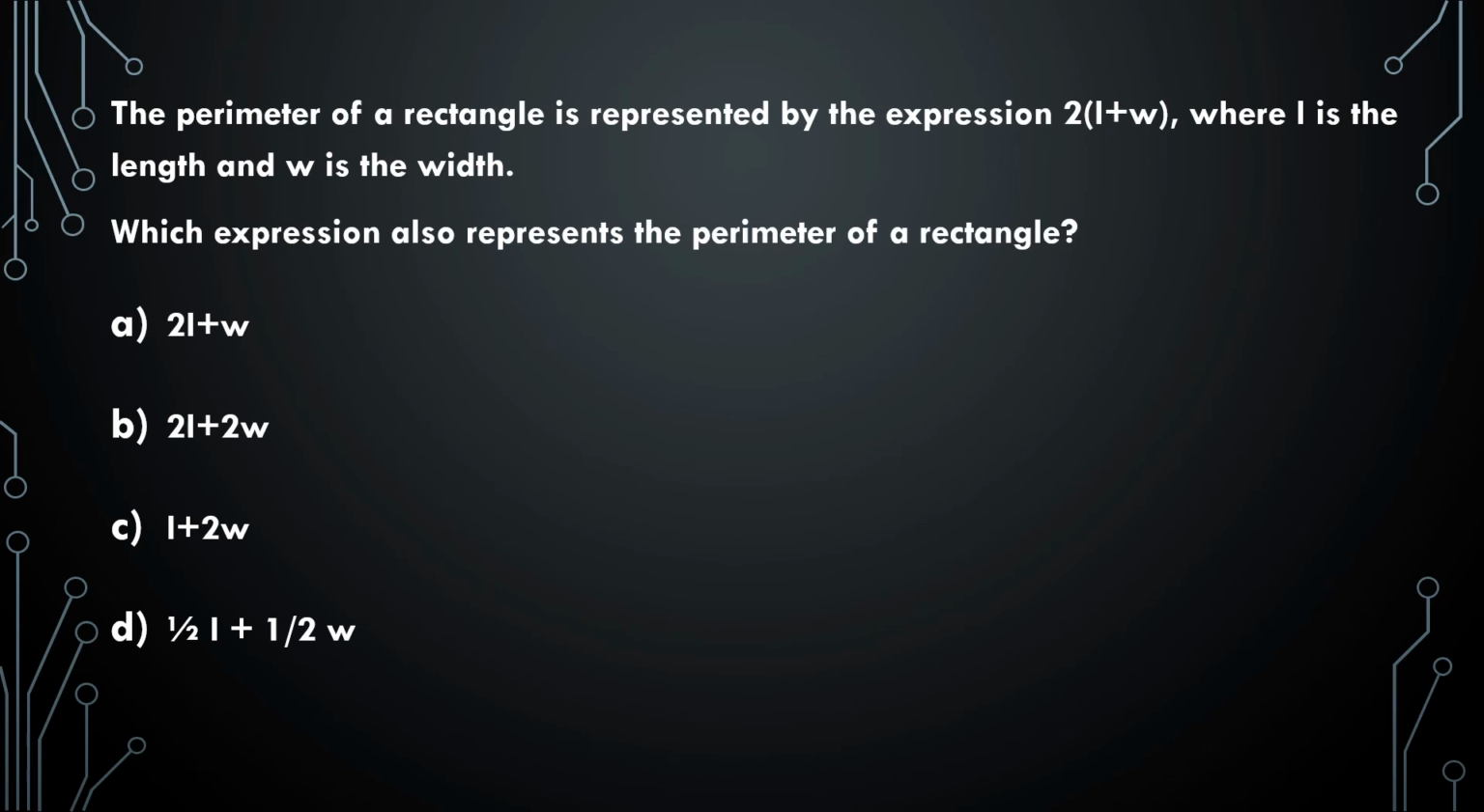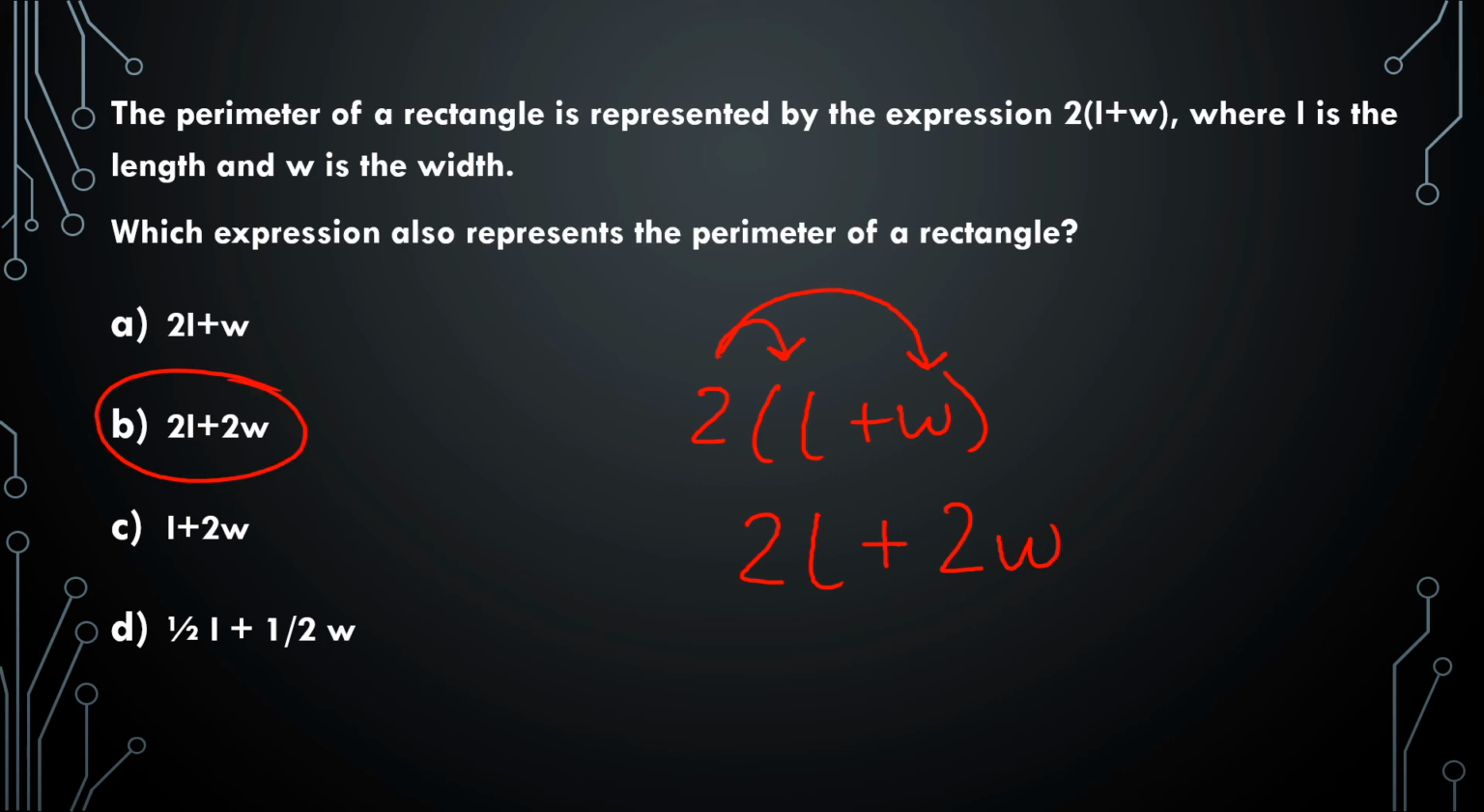Next question says a perimeter of a rectangle is represented by the expression 2L plus W, where L is the length and W is the width. Which expression also represents the perimeter of a rectangle? So here, this one is interesting because it's a little bit easier than you might think it is. This hopefully looks just like a distribution problem, right? Where I take the number that is outside of my parentheses and I multiply it to everything inside. So if I take 2 times L, that gives me 2L. 2 times W is going to give me 2W, which means that B is the correct answer here. So 2L plus 2W.